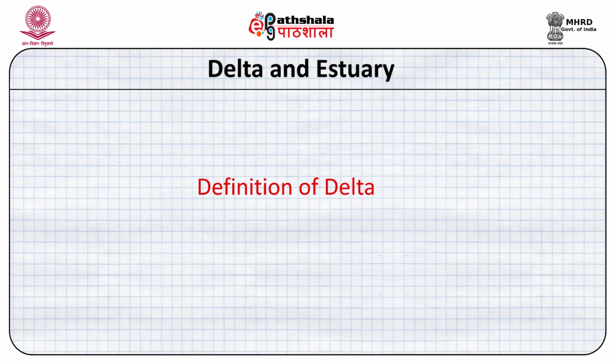Delta is also very challenging because it is one of those environments where continental and marine processes act together, and there is mutual interaction between the agents of two different types, that is continental and marine. So, how do I define a delta?